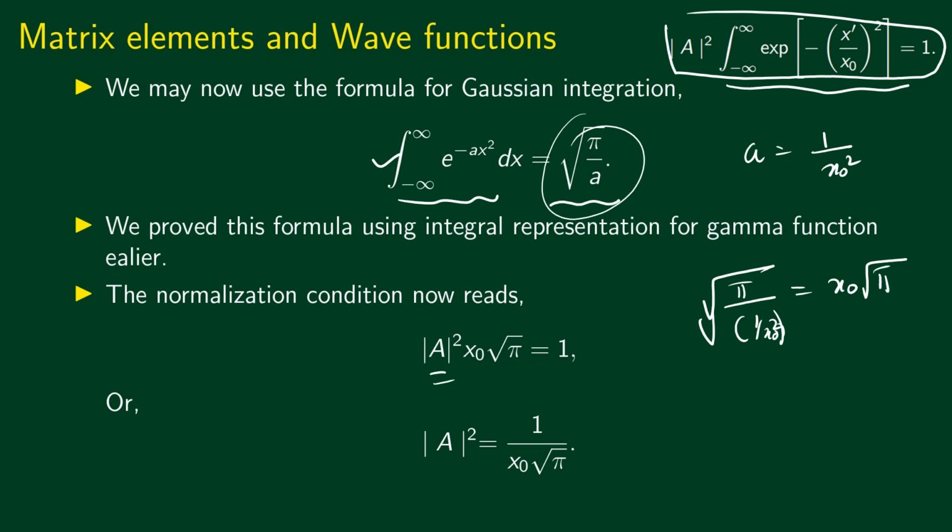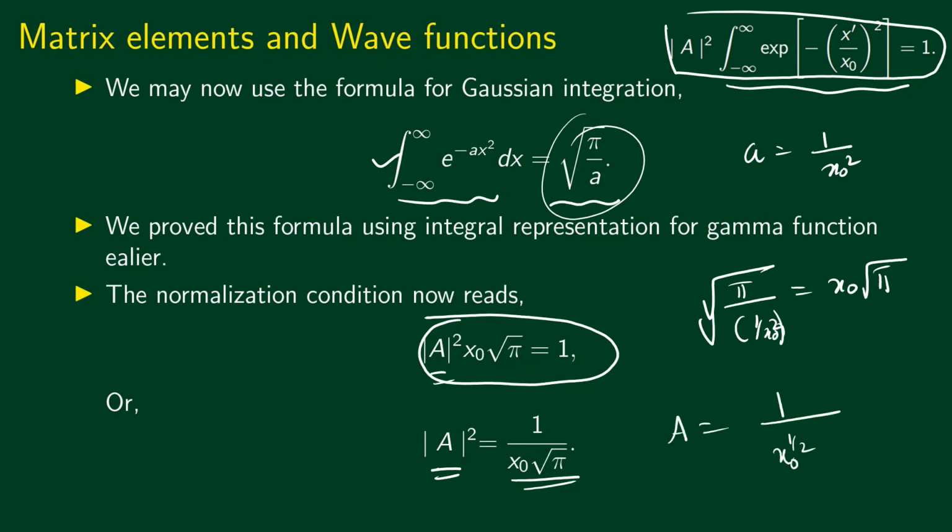So the normalization condition now becomes modulus of a squared times x0 times square root of pi is equal to 1, or modulus of a squared is equal to 1 divided by x0 square root of pi. From here we see that the wave function would be normalized if a is equal to 1 divided by x0 raised to 1 by 2 times pi raised to 1 by 4. This is the normalization constant.